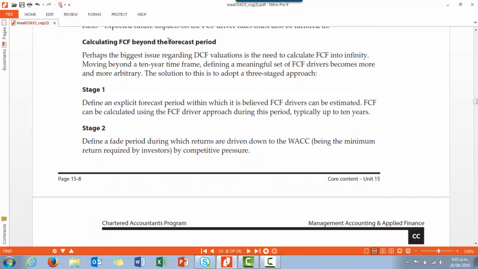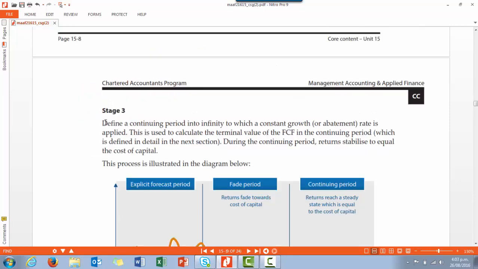Now, we have a term called the forecast period or the explicit forecast period. And this is the period within which we have reasonable certainty as to future cash flows. A purchaser would tend to place less value on cash flows beyond the explicit forecast period. So we firstly need to define what the forecast period will be. It could be anything from 1 year to up to 10 years. Then we might have what's called a fade period, and finally a continued period into infinity with a constant growth.